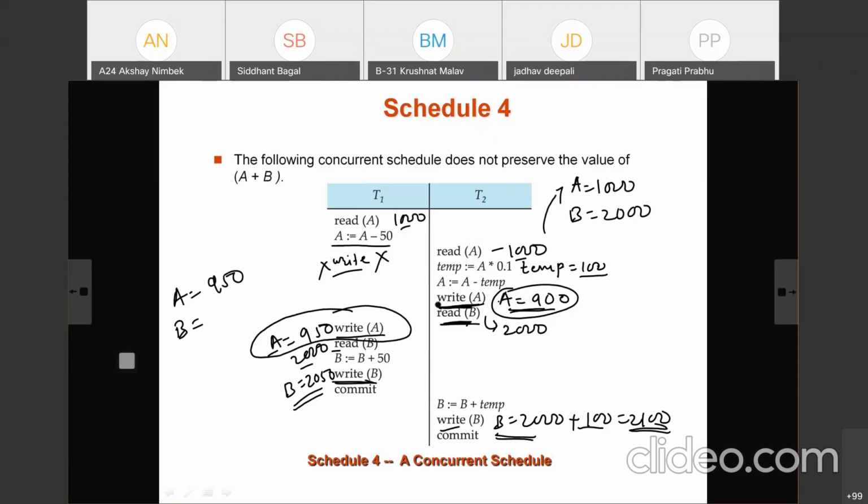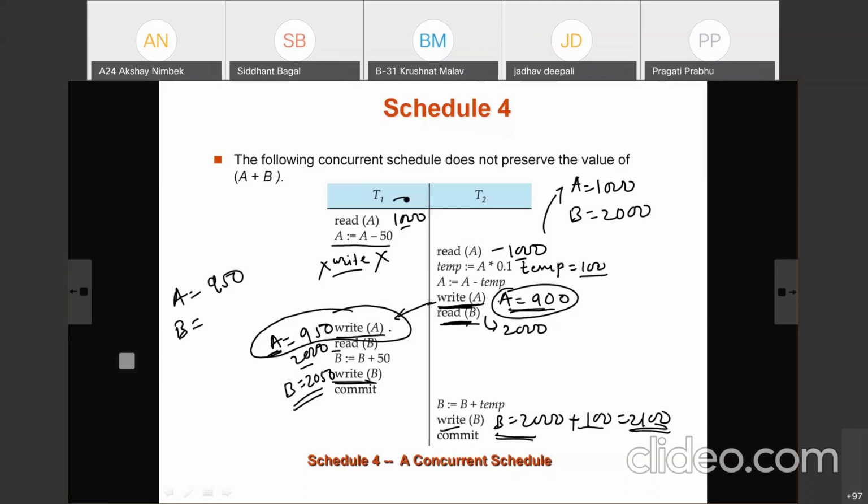Here T2 performed the write and then T1 performed the write. So the value which is stored in the database is from whoever performed the last write operation. And that's why here T1 performed the write A at the end. So the value of A is 950.